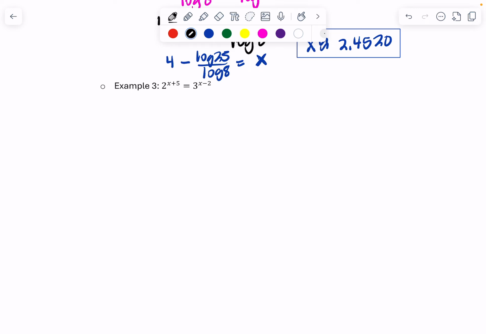Okay, so on this one, notice we've got x's in 2 places. This is our key. We've got x's in 2 places as far as exponents. But then 2 and 3 have no common base. So step 1, log both sides. All right. Step 2, bring down the exponents. And because they are binomials, we do have to use our parentheses here.